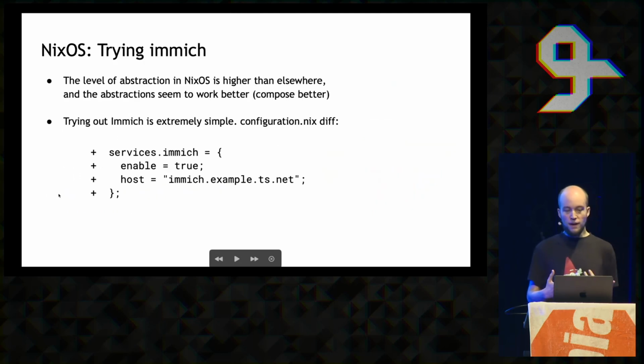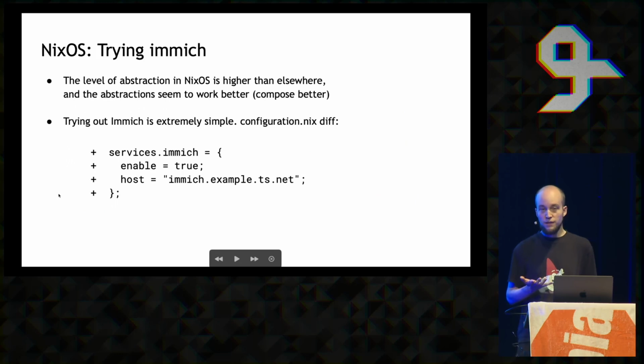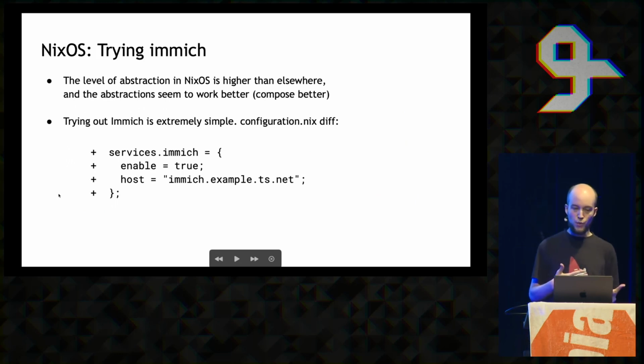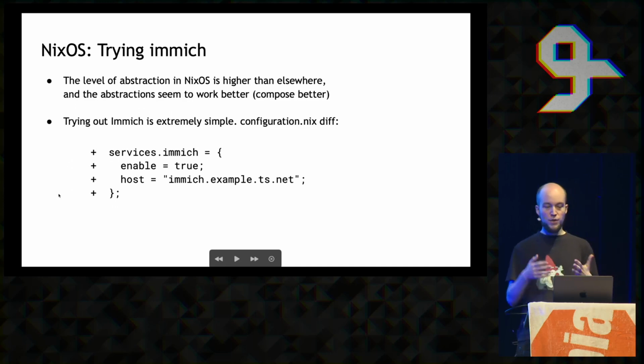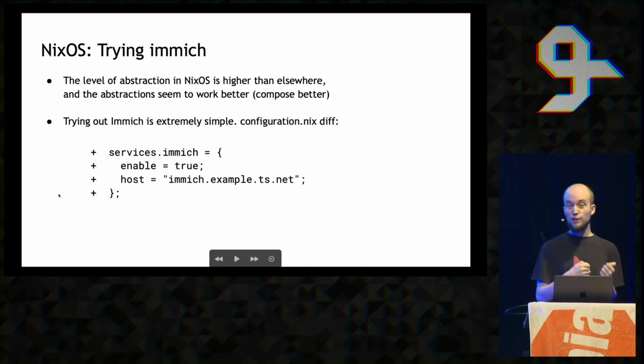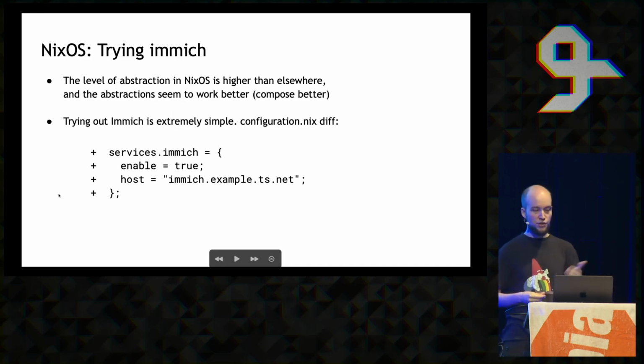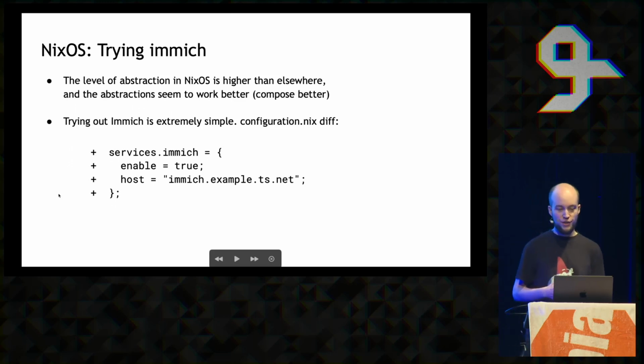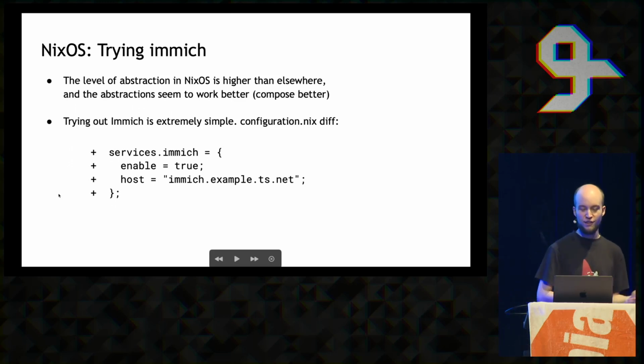So what I find is that the level of abstractions that we have in NixOS are just a little higher than elsewhere, and they seem to work better, like they compose better. For example, once I had my previous Flatcar installation migrated over to NixOS, trying out Immich became extremely simple, because I just need these few lines in my configuration.nix, and then it does all of the rest, right? And I just found that very impressive.